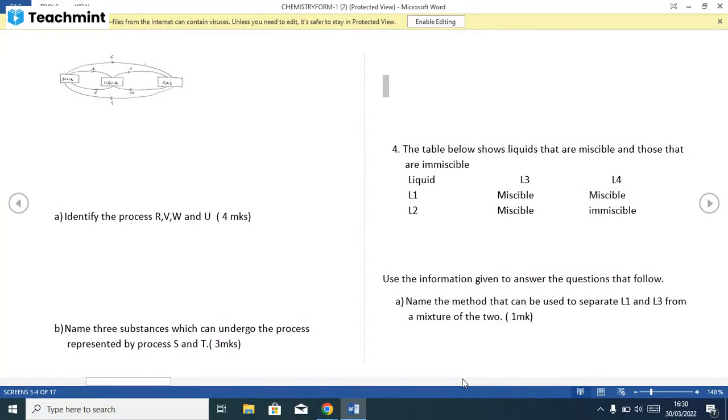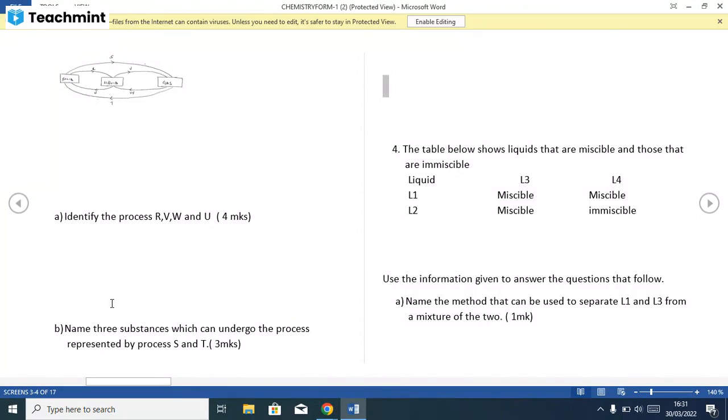Correct. Then gas to solid, deposition. Very good. I told you to write that, again it is common, and now you have seen it, 4 marks. Very correct. Part B.